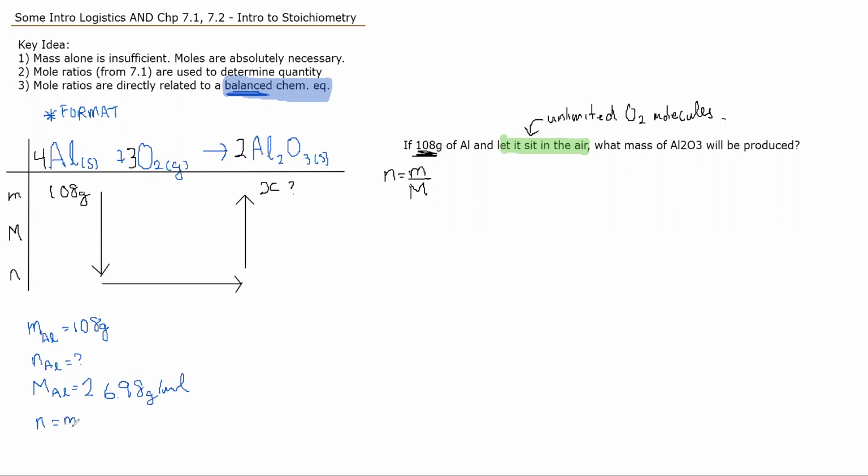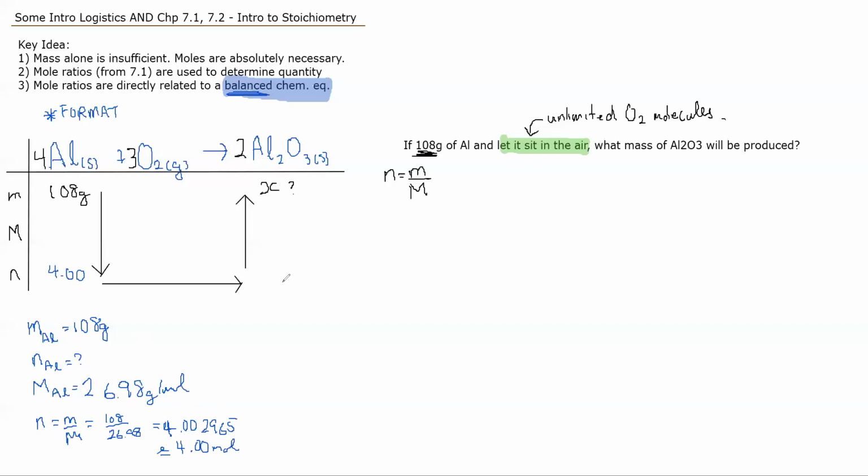Number of moles is equal to mass over molar mass, which is 108 divided by 26.98, which is going to be, bust out my calculator, 108 divided by 26.98, 4.002965, and so on and so forth. Sig figs, the question gave me 3. There it is, 4 moles. Okay, so I have 4 moles.